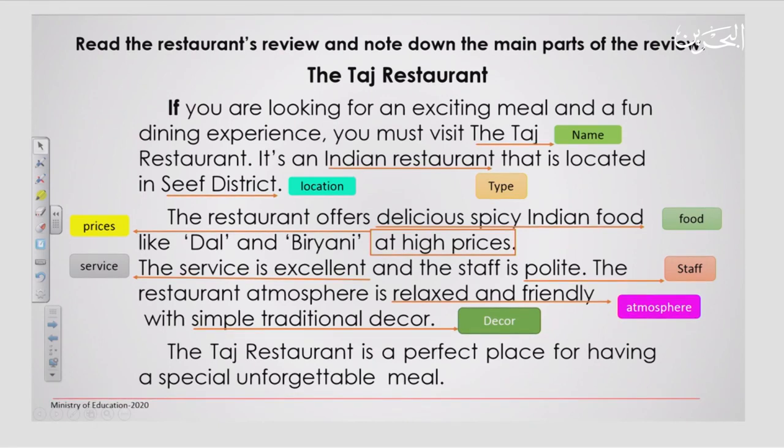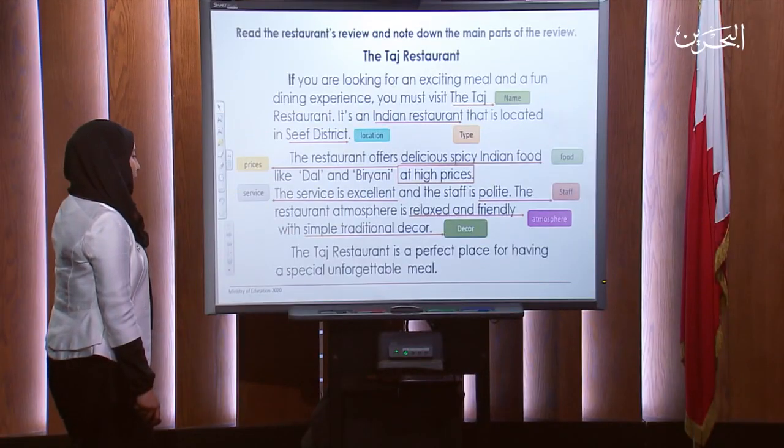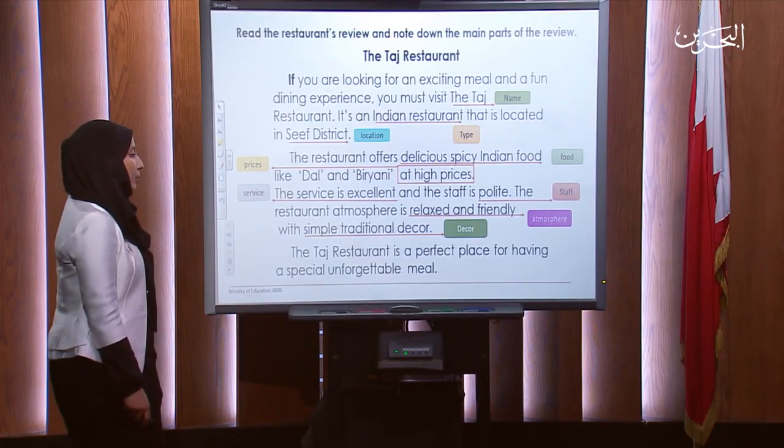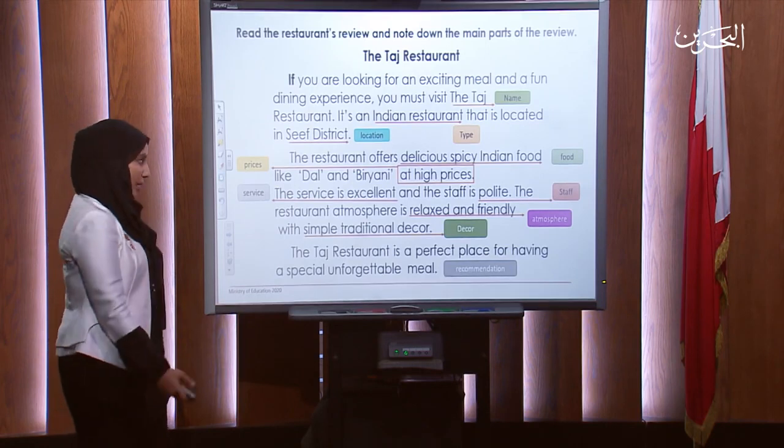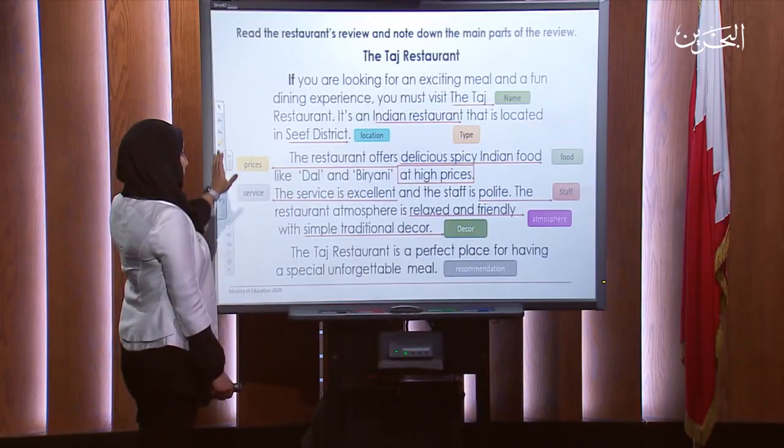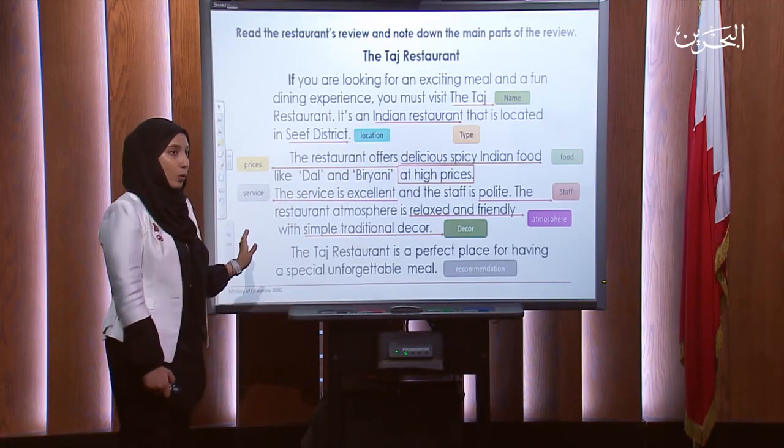Last but not least, the Taj restaurant is a perfect place for having a special, unforgettable meal. The recommendations. So this is how we write a restaurant review. So when you're going to review a restaurant, or when you're going to actually write a restaurant review or recommend a restaurant for your friend, this is the layout that we are expecting you to follow.